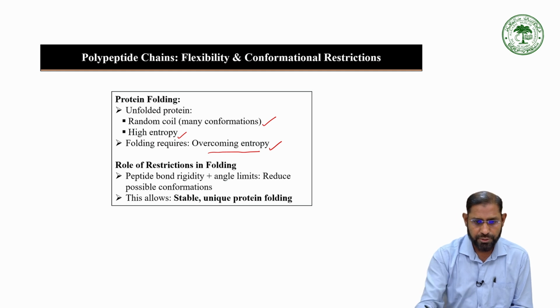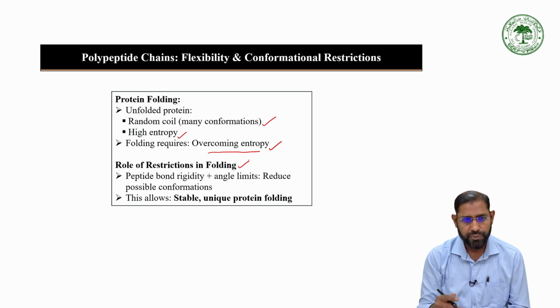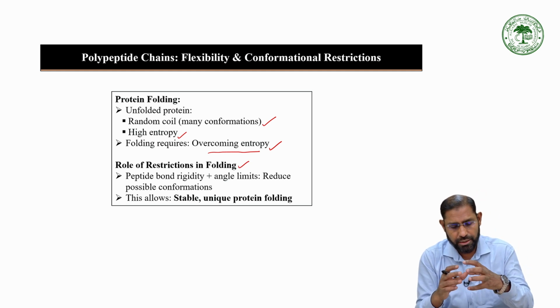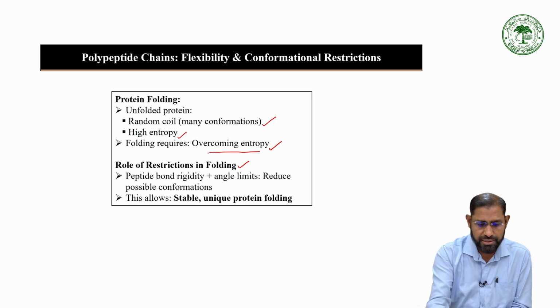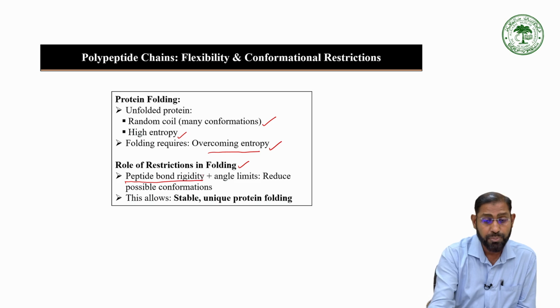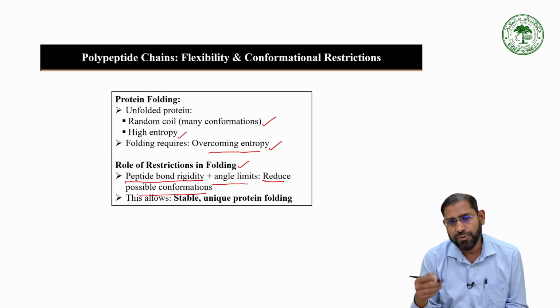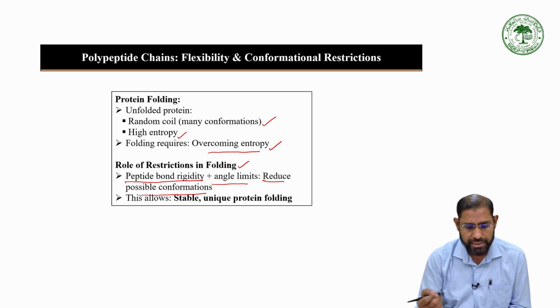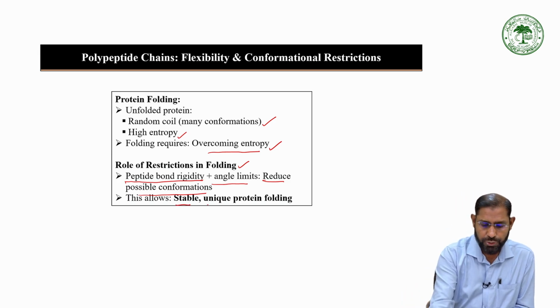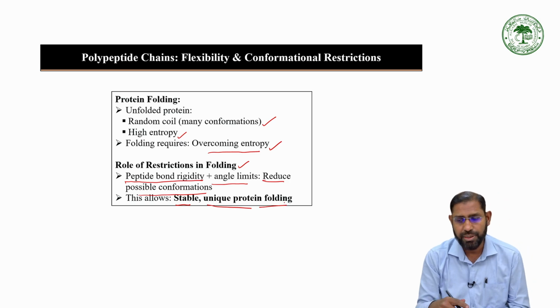And what is the importance of the role of restriction in folding? There is a restriction because of the nitrogen amide, the peptide bond rigidity, which is very important, and the angle limits reduce the possible conformations, because only 25% of conformations are possible. This allows stable, unique protein folding. That is very important for the stability and also the unique folding properties of the protein.